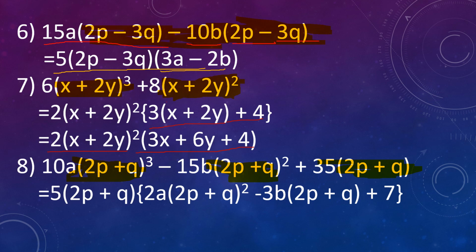Along with that, now coming to numeric, 10, 15, 35, HCF is 5. Coming to single variable, A, B and nothing. So nothing is common. So overall common part is 5 times 2p plus q. Now use curly bracket. First place you are left with 2a 2p plus q whole square. Second term minus 3b 2p plus q, and the last term is 7. This will be your final answer.